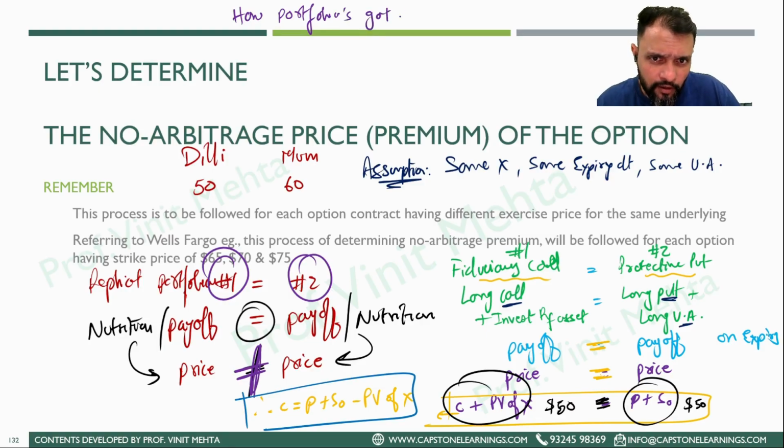Just because it is written in the book, will you take it at face value? If you open the book, it's written right over there: fiduciary call, this is the combination; protective put, this is the combination. Are you just going to take it at face value, or are you going to apply your own thinking? Because books can also make mistakes.